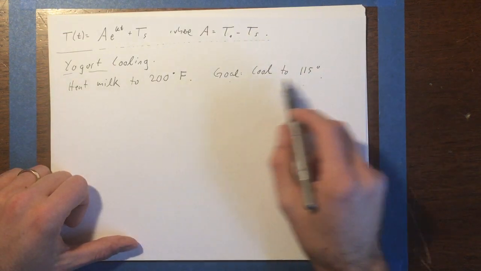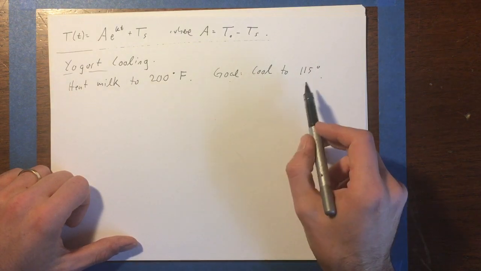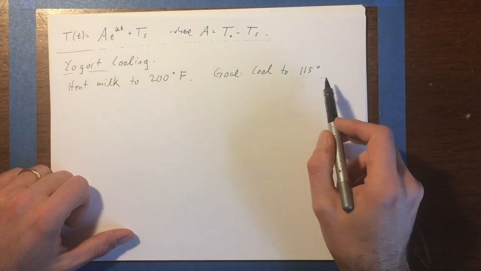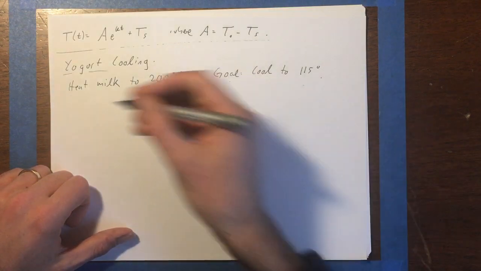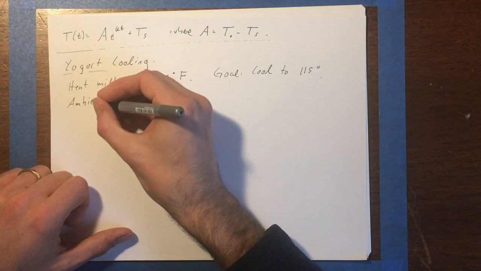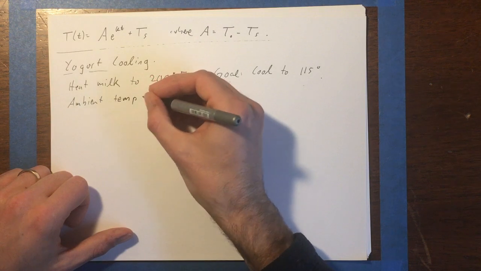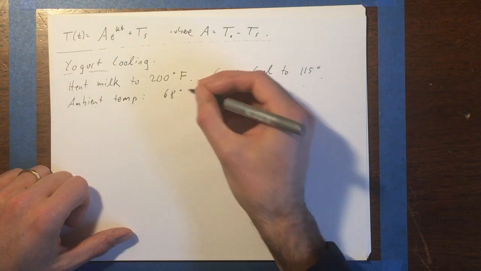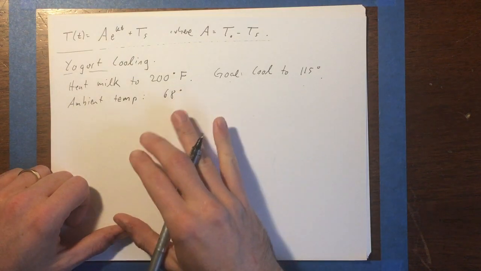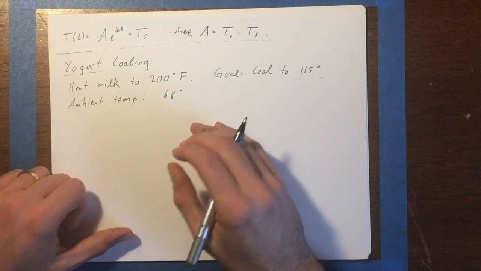So when you're sitting around waiting for your 200 degree milk to cool down to 115 degrees, the amount of time it takes is going to depend on the ambient temperature. In my house, we keep our thermostat at 68 degrees. And this occurred in the winter, I think. So 68 degrees is the temperature inside my room, and the milk is just sitting in the kitchen cooling down in the 68 degree room.